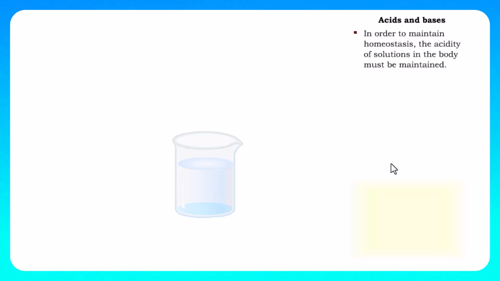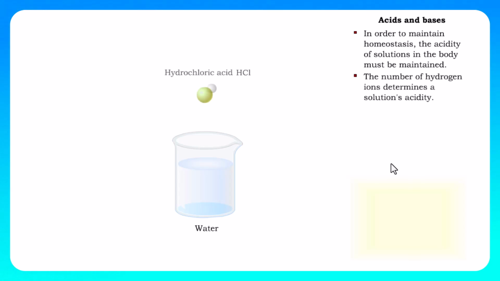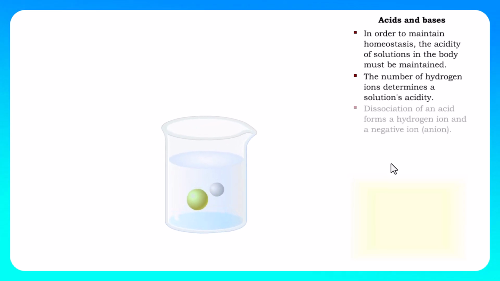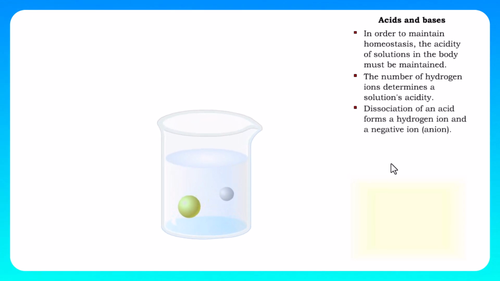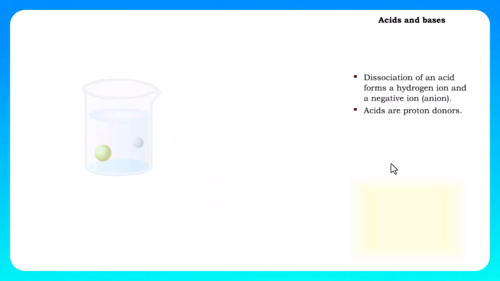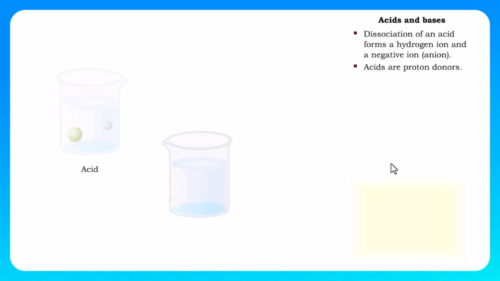The regulation of the acidity of a solution is very important to maintaining homeostasis. Acidity is based on the number of hydrogen ions in a solution. When an acid dissociates in water, it breaks into a hydrogen ion and a negatively charged ion. As such, an acid is also known as a proton donor.